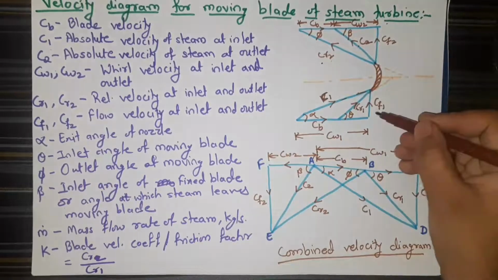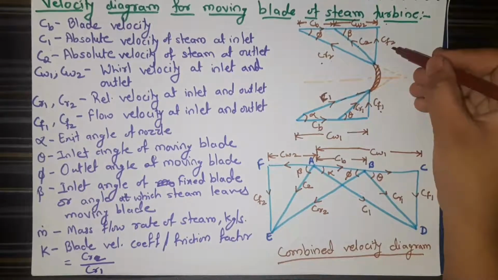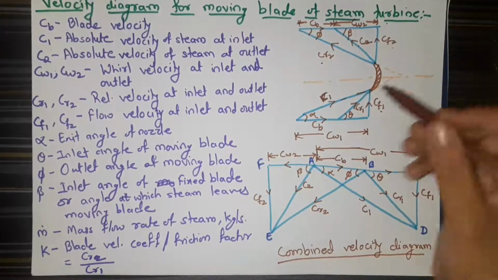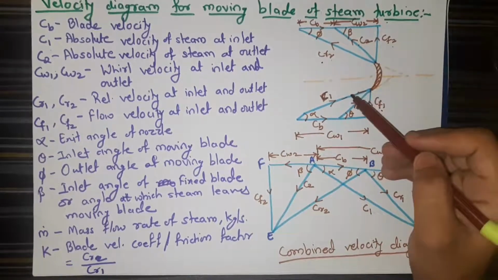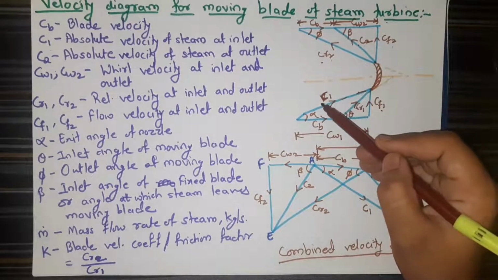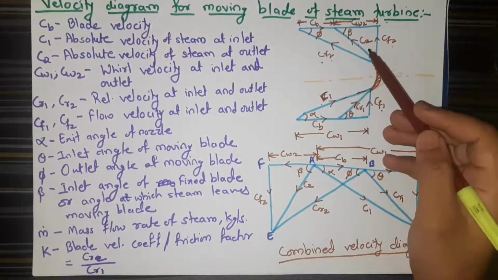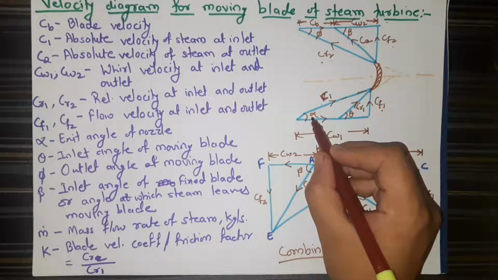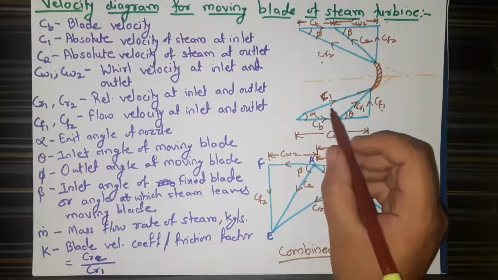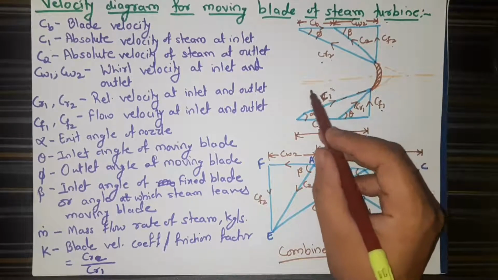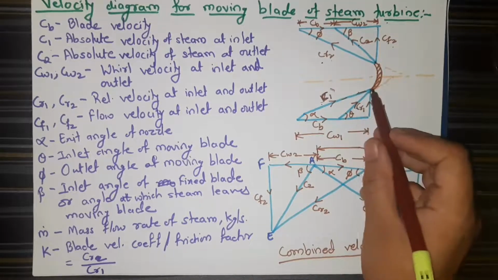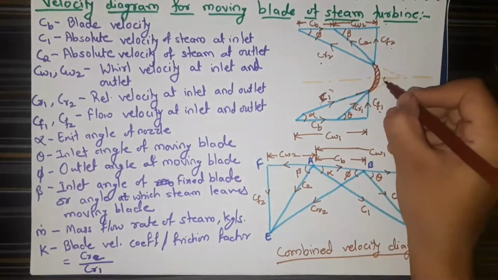CF1 and CF2, these are the flow velocity at inlet and outlet, or we can say that these are the vertical component of the absolute velocities C1 and C2. Alpha, exit angle of the nozzle, or the angle which is made by this absolute velocity C1. Theta is the inlet angle of the moving blade. So here this is theta.